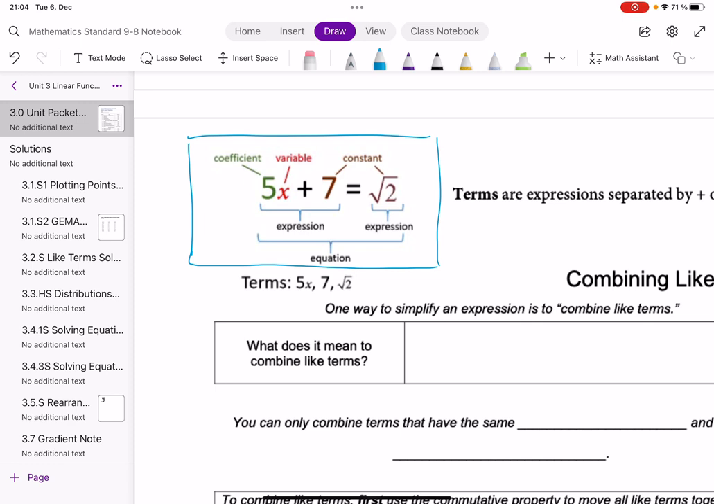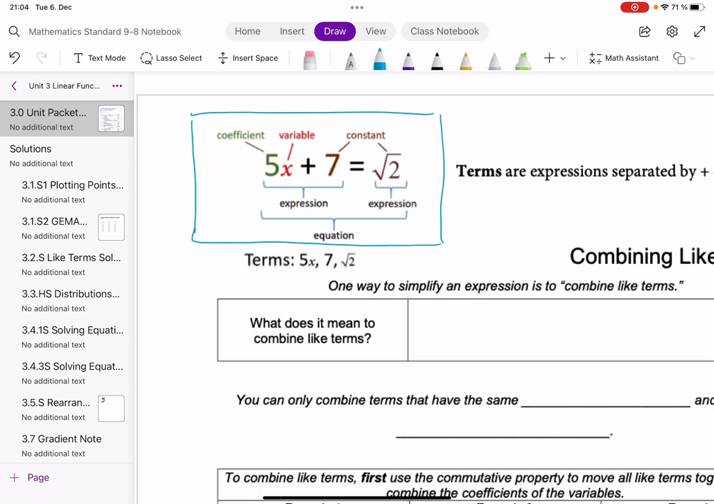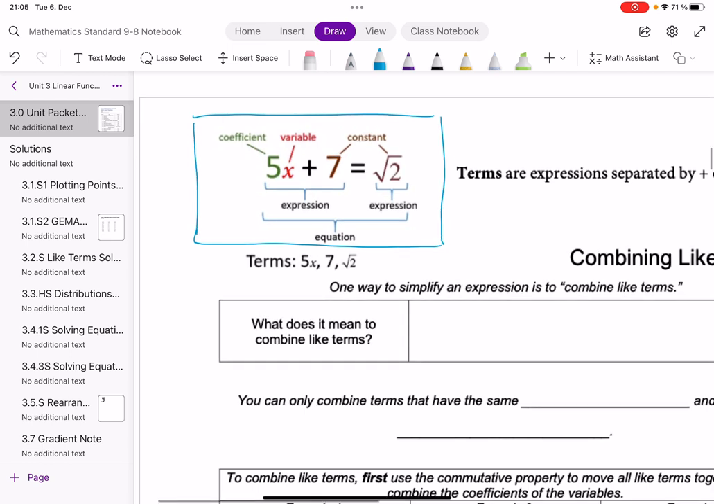You can see that the 5x is made up of a green part, which is called the coefficient, and a red part, which is called the variable. Sometimes these are called unknowns as well. The 5 is the coefficient because it tells us how many lots of the variable we want.